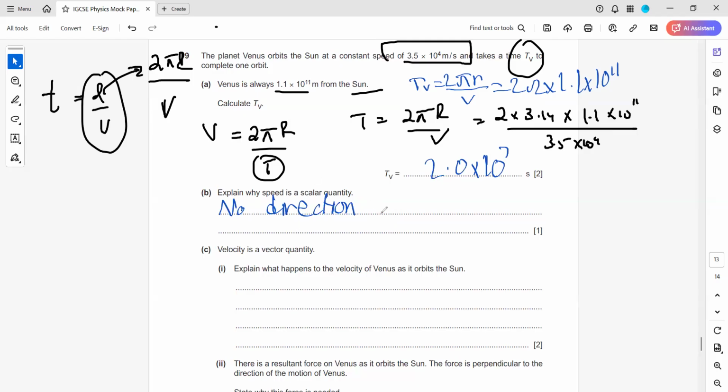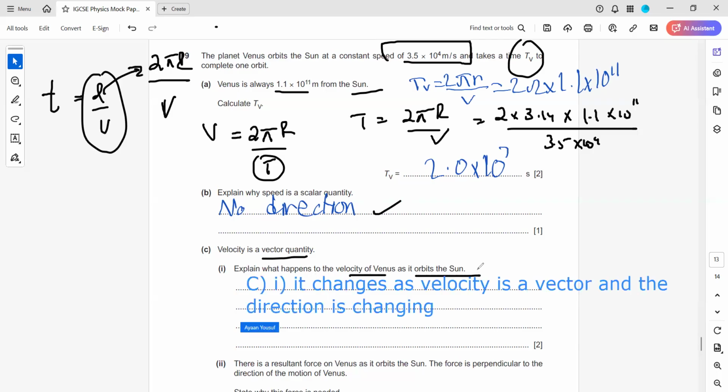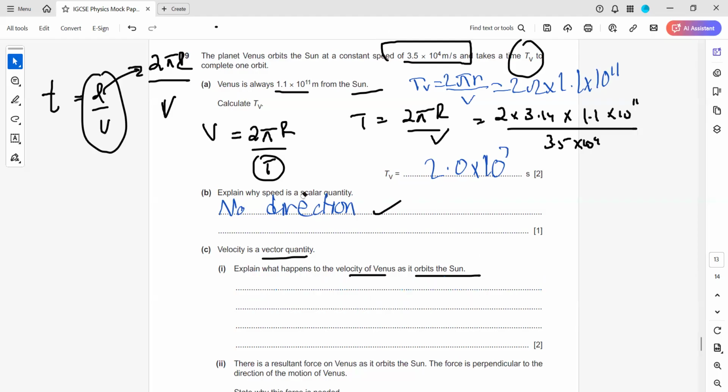Explain why speed is a scalar: because it does not have a direction. Velocity is a vector. What happens to the velocity of Venus as it orbits the sun? It changes. Don't copy the answer from the marking schemes, try to write your own answers. So what happens to the velocity? Velocity changes because of a change in direction.